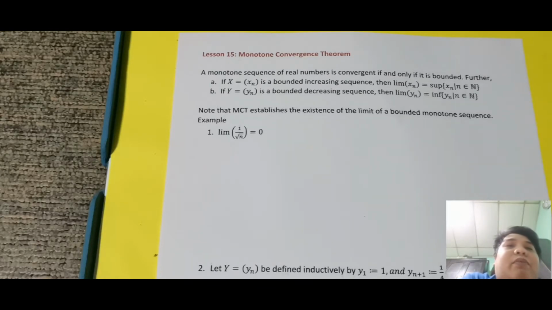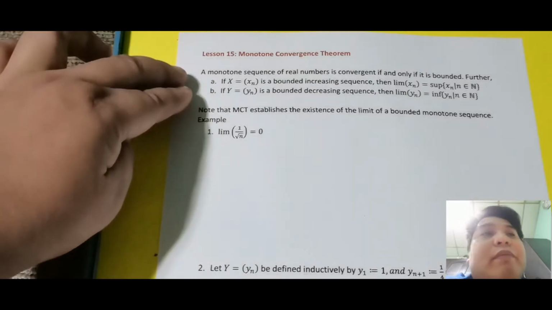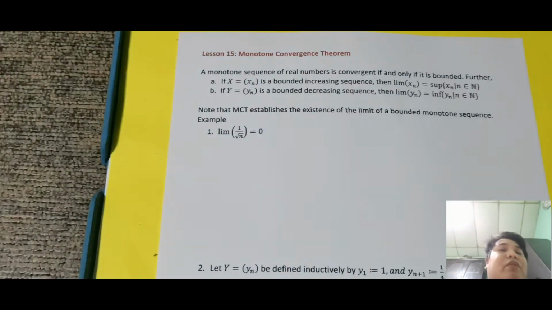Also, or likewise, if Y is equal to y sub n and y sub n is a bounded decreasing sequence, then the limit of y sub n is equal to the infimum of y sub n such that n is an element of natural number. Okay, so tandaan lang yan. Yan yung ating application, yung ating monotone convergence theorem.